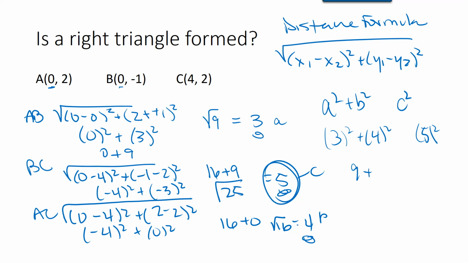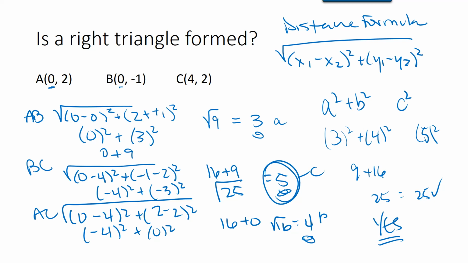Well, it's 9 plus 16. That is 25. 5 squared is 25. So yes, they are equal, and yes, this is a right triangle. We know that because the three values we found for our sides work in the Pythagorean theorem.